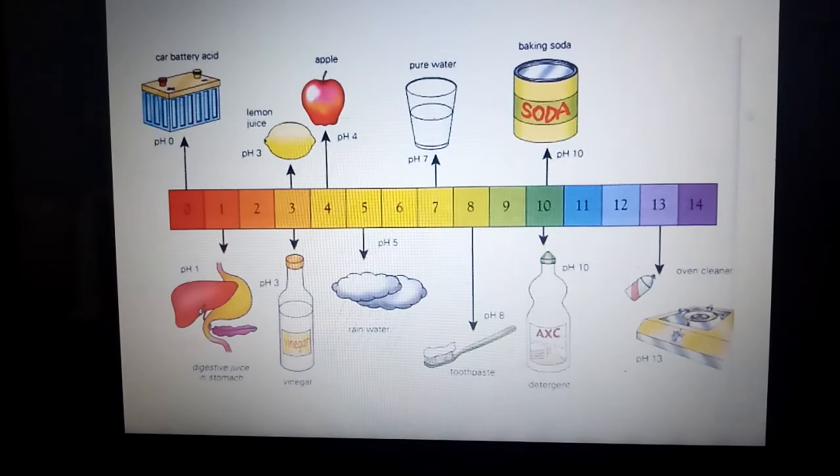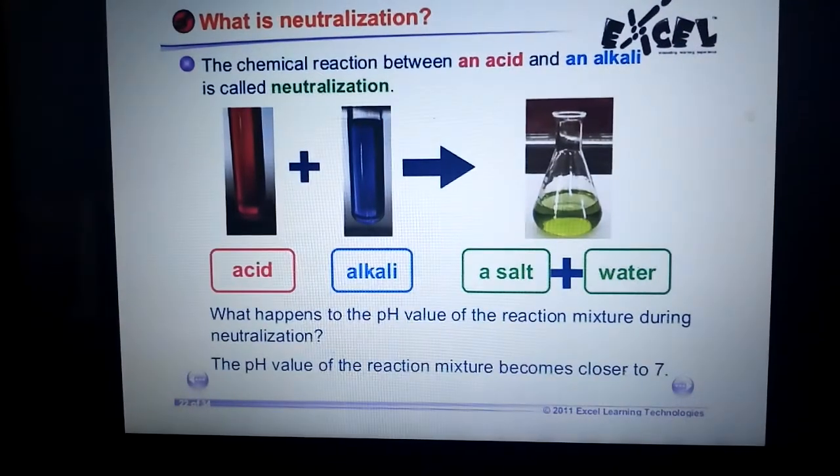This is the common use of acids and alkalines in our daily life. What is neutralization? We proceed after this.